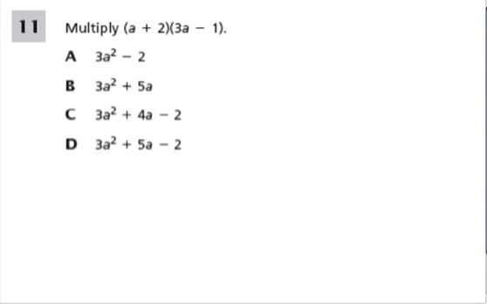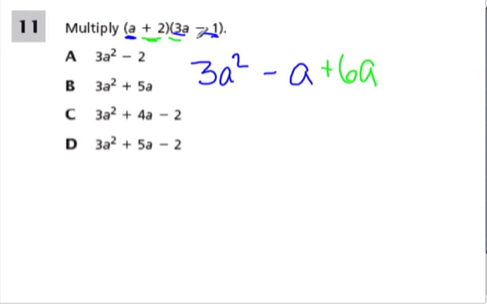Now we're using a little bit more of the distributive property because we have two things to distribute. First, I'm distributing my a to these two terms, and I get what? Well, a times 3a is just 3a squared. A times negative 1 is minus a, or negative a. And now I still need to distribute my 2. So 2 times 3a is 6a, and 2 times negative 1 is negative 2, and we're almost done.